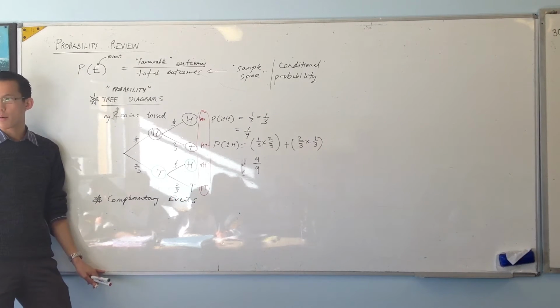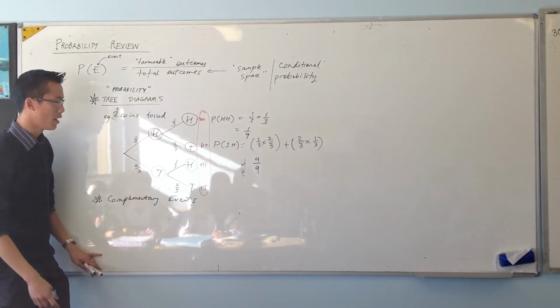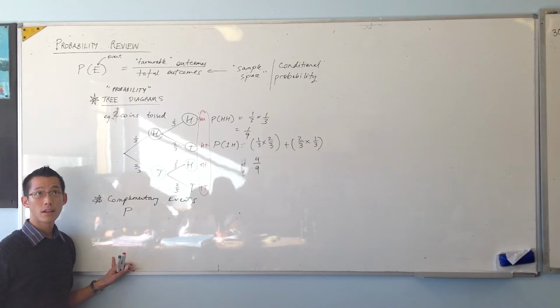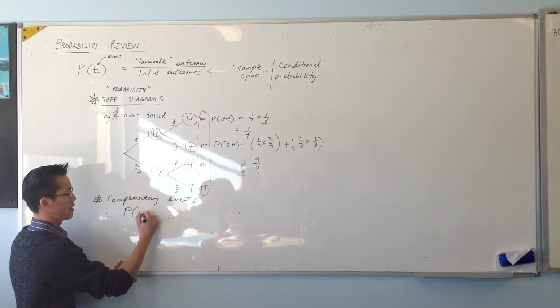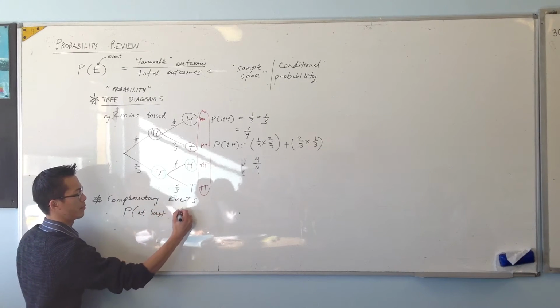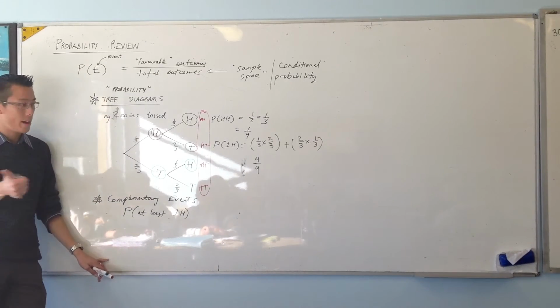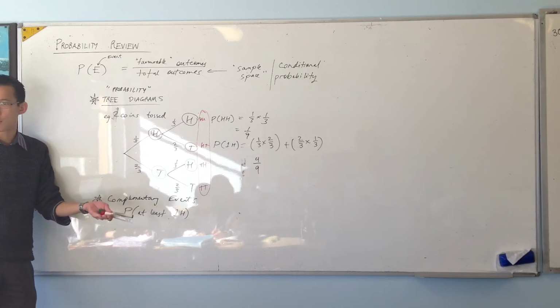So the idea of a complementary event is the opposite of something happening. Okay, let me illustrate it for you. Suppose I worked out the probability of getting at least one head. So that's different to exactly one head, right? So this includes the option, I can get one head, like here, or I can get 2, right? So either of those are fine.